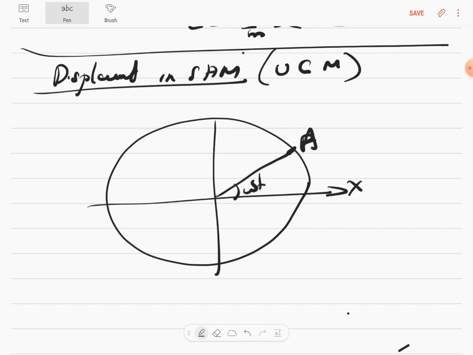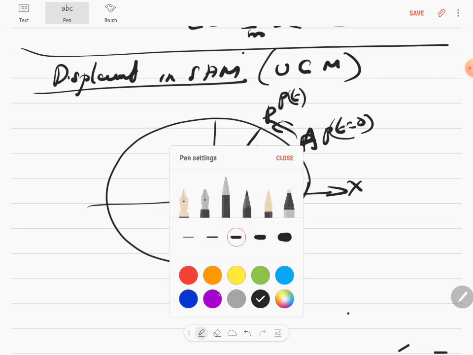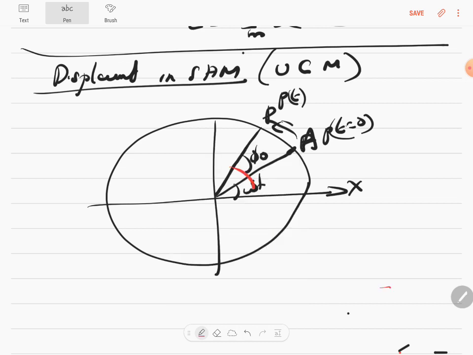Now it's going to make an additional angle of phi naught. So this is at time t equals 0, and this is at time t. With time t, it has moved from here to here, making an angle phi naught. The total angle that the final position makes with the x-axis, therefore, is omega t plus phi naught.